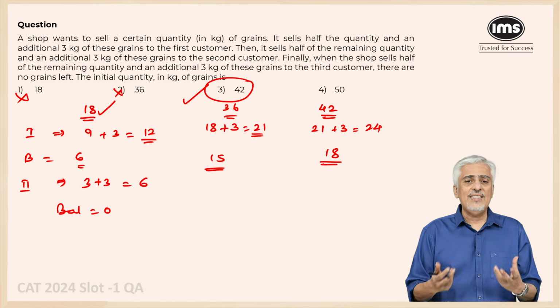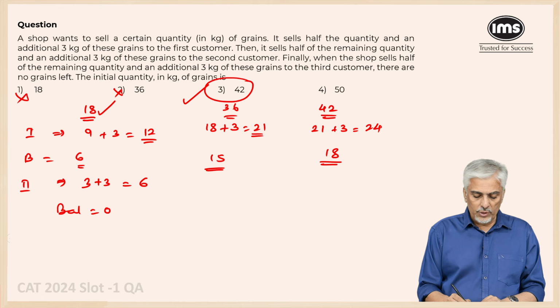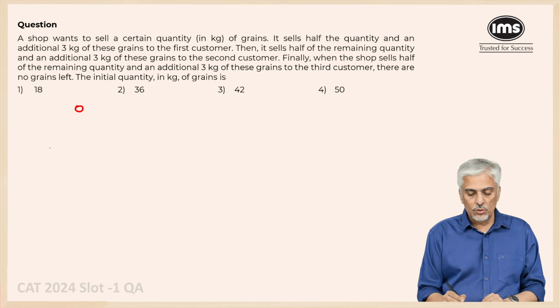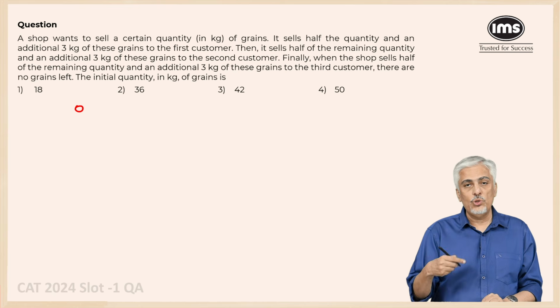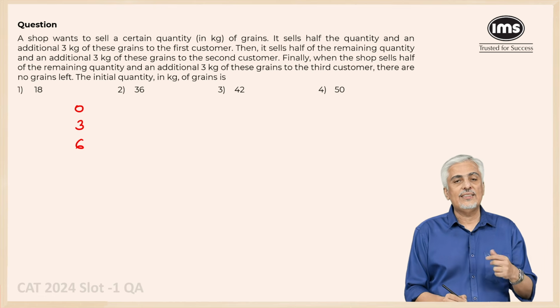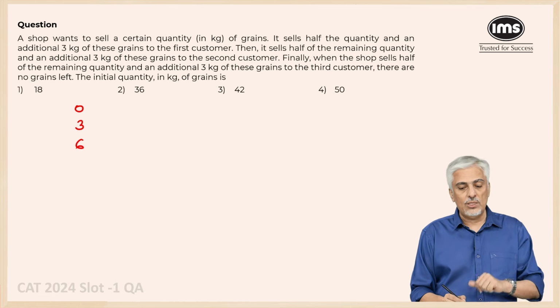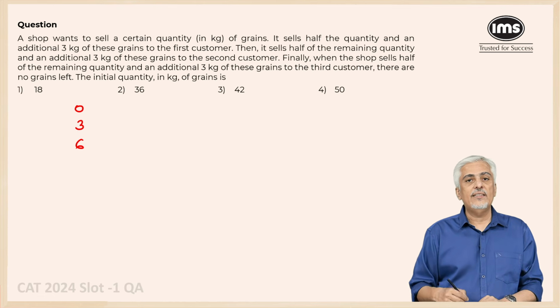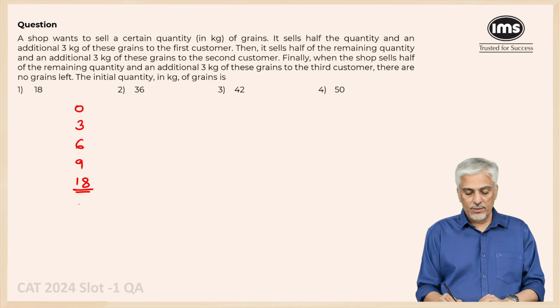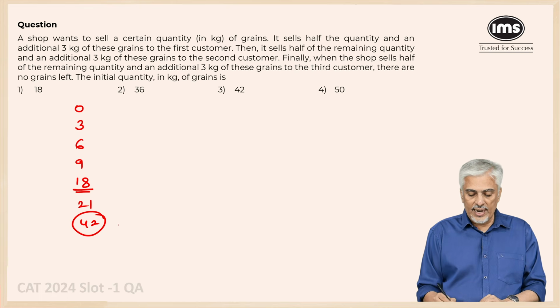The other and the easiest approach, if you knew it, would have been going backwards. You had 0, and just before that, before you gave the 3, you had 3. Then you had double of that, 6, because when you had 6, you gave 3 plus 3 and it became 0. Then again, what will you do? Add 3, double it, 18. Add 3, 21, double it, 42. And this was the answer.